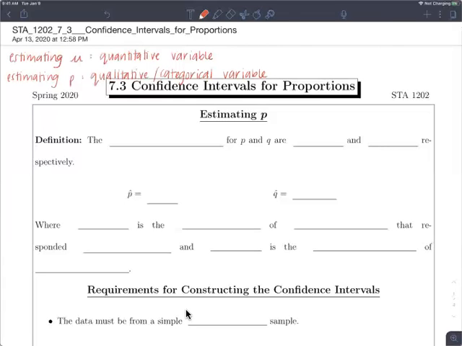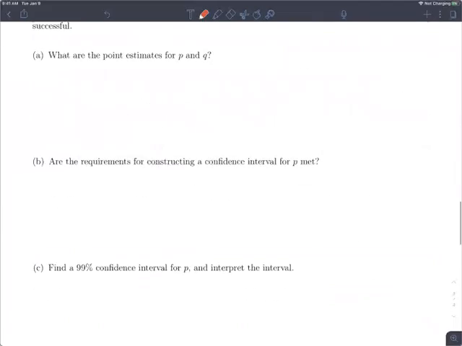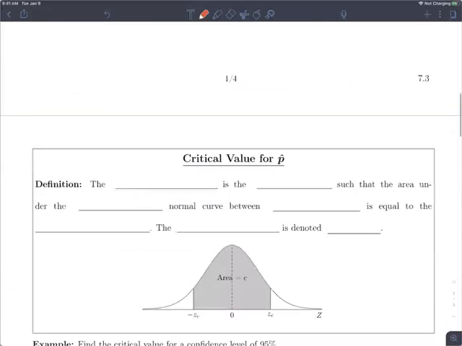And so real quick, I'm gonna start here. Let me see if I can find an example. Okay, if I go to page 3, the example is, suppose that 800 students were selected at random and they were given shots to prevent a certain type of flu. And so the variable that we're interested in here is, did they get the flu or did they not get the flu, right? Which is a qualitative variable.